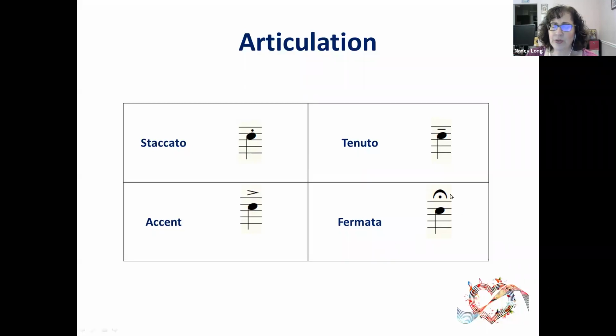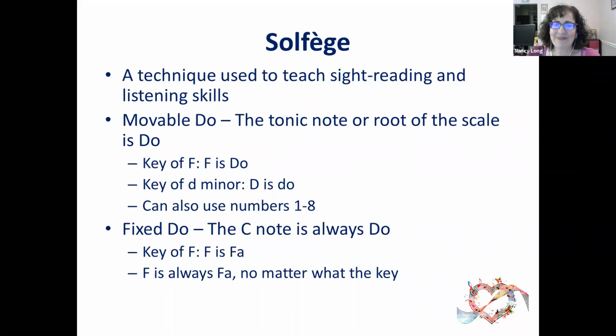And then the fermata, also known as the bird's eye, which is a hold, and that's typically held in our choral music as long as the choir director wants you to hold it.